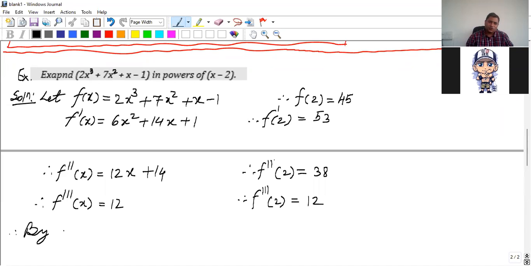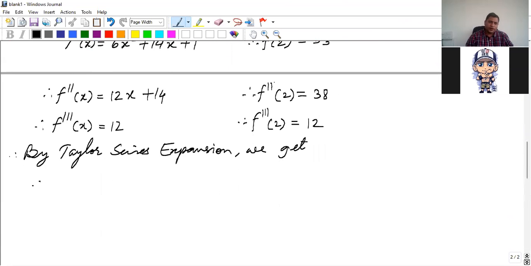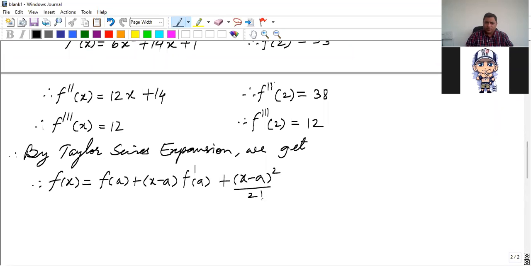And hence we can write here, by Taylor series expansion, we get. Now we write the formula. Always write the formula first. f of x is equal to f at a plus x minus a, f dash at a, plus x minus a bracket square by 2 factorial, f double dash at a, and so on.